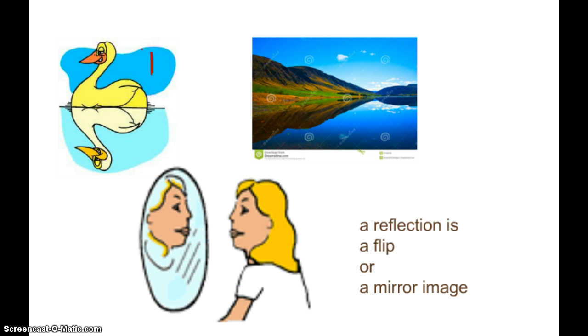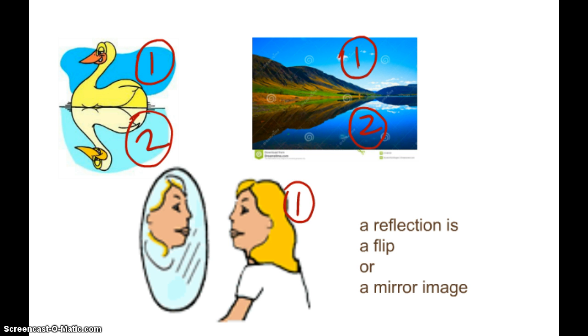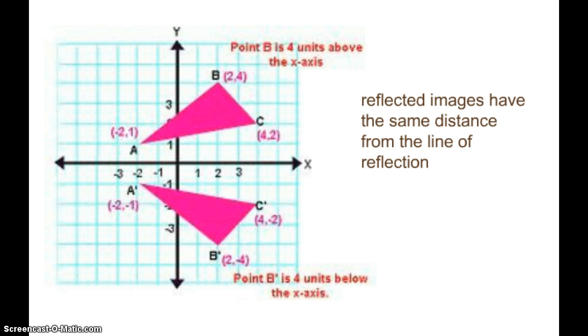So you can see here that this is one image, and this is its reflection. Here is one image, here is its reflection. Another image and its reflection. Take a look at this picture right here. We have the original. The original is right here above the x-axis.